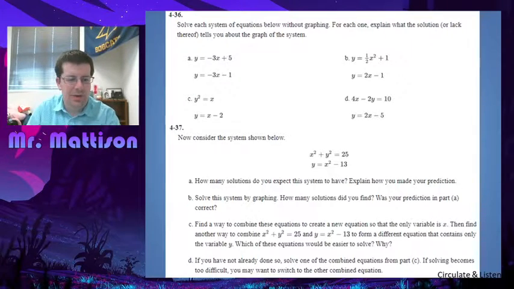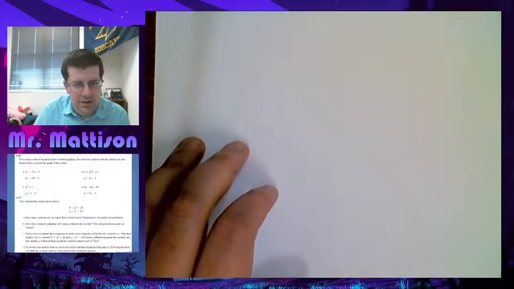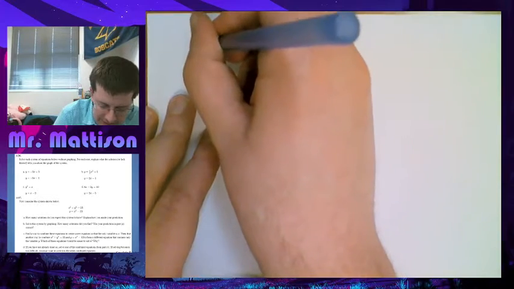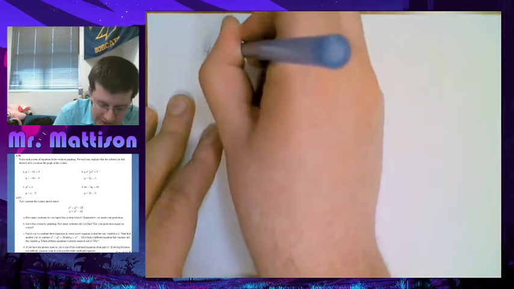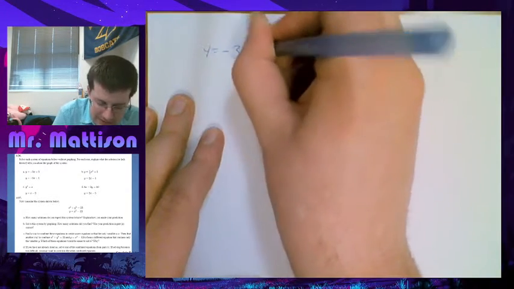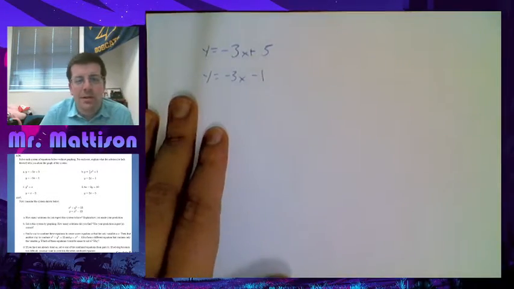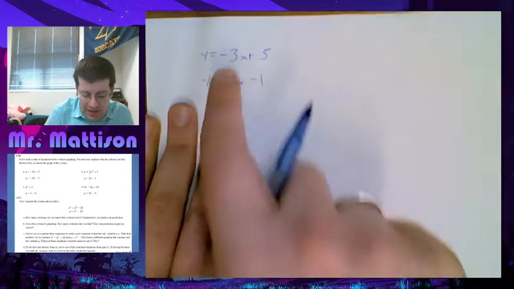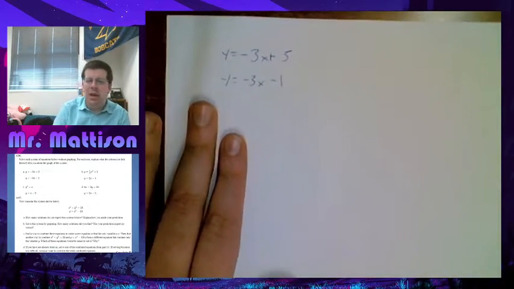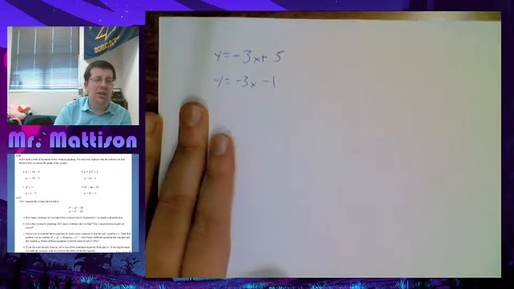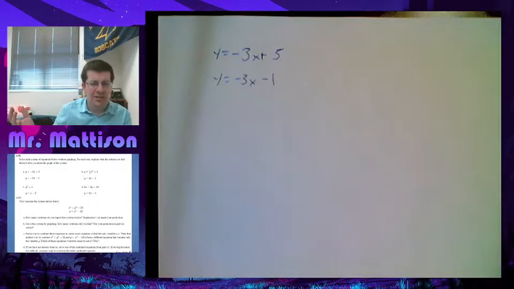All right, so starting off here. There we go. We're going to have y equals negative 3x plus 5 and y equals negative 3x minus 1. Now, when you first look at this, you should see, hey, these are two lines with the exact same slope. I have parallel lines. They have different y-intercepts, so they're going to have no solution because they never intersect.